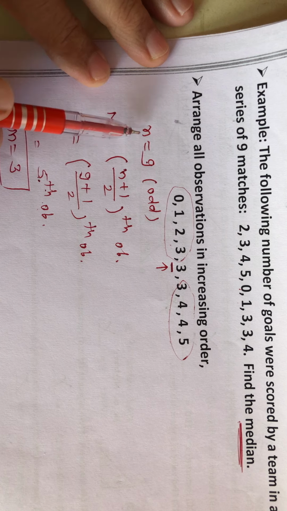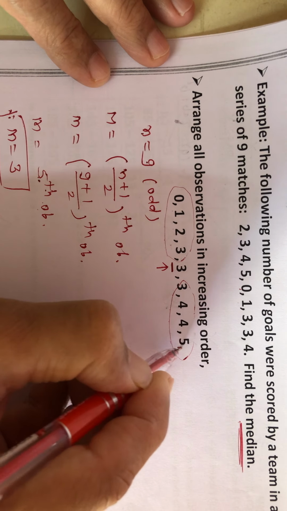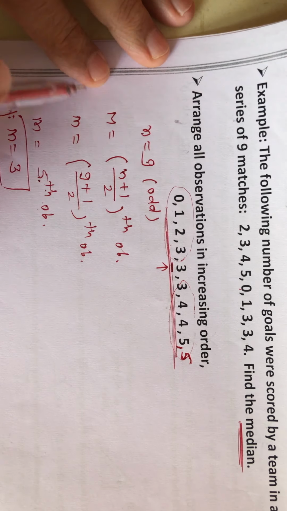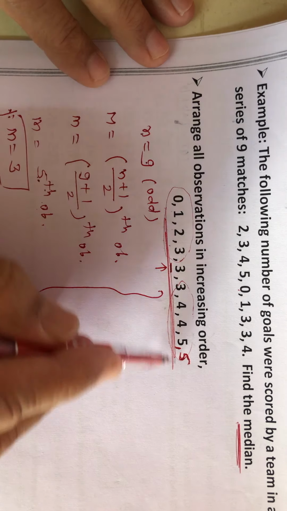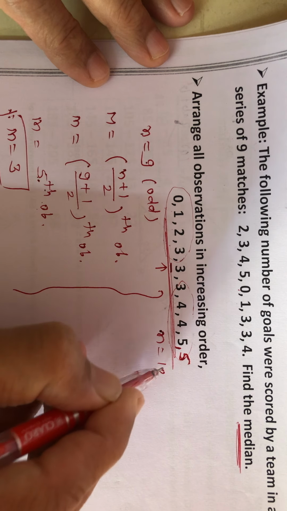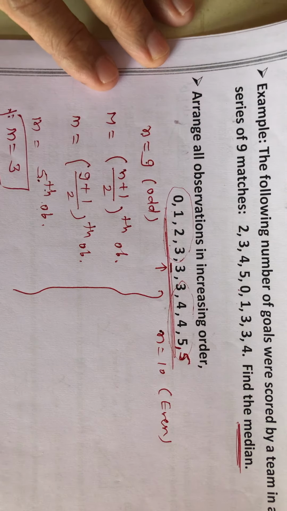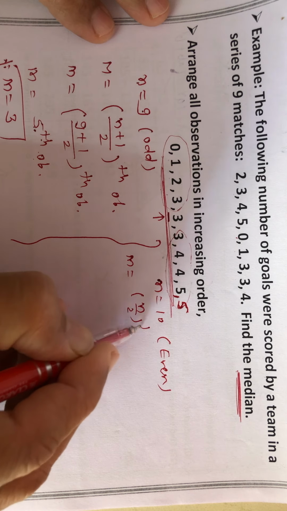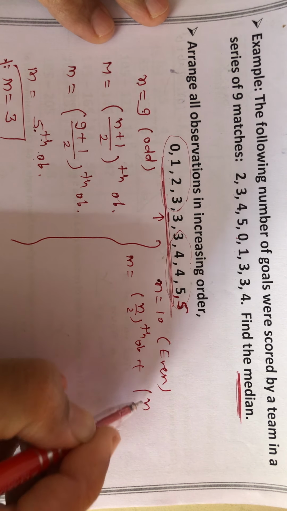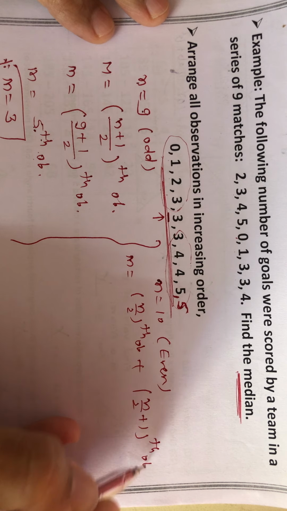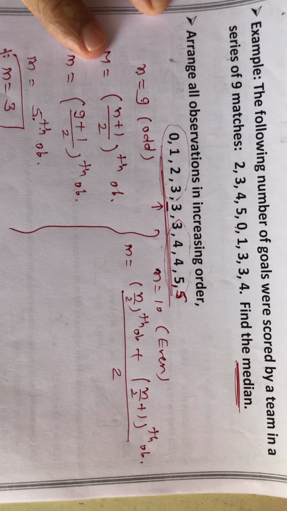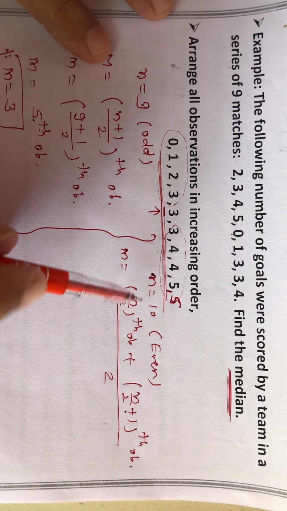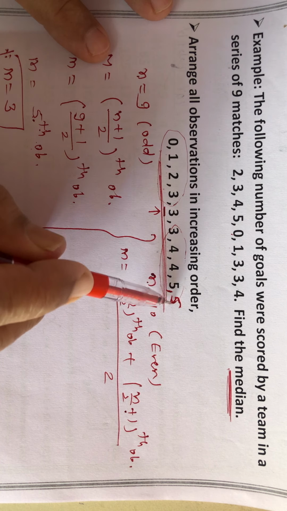But instead of n is equal to 9, suppose 10 are there, suppose it is 5 here, again 5. Now it becomes 10 observations. So n is equal to 10 means it is even, so we have to use a different formula. Which formula? M is equal to n by 2th observation plus n by 2 plus 1th observation, and then the whole divided by 2. This is the formula for even. Here n is equal to 10 because there are 10 observations.